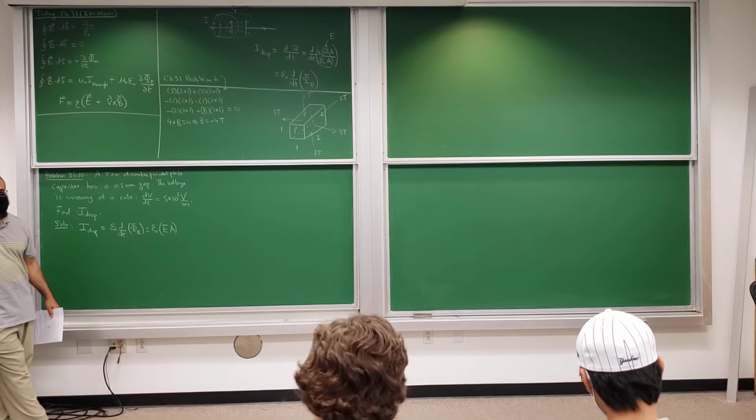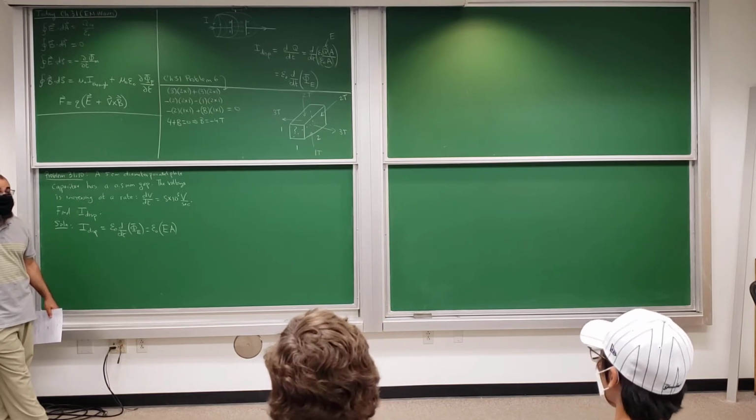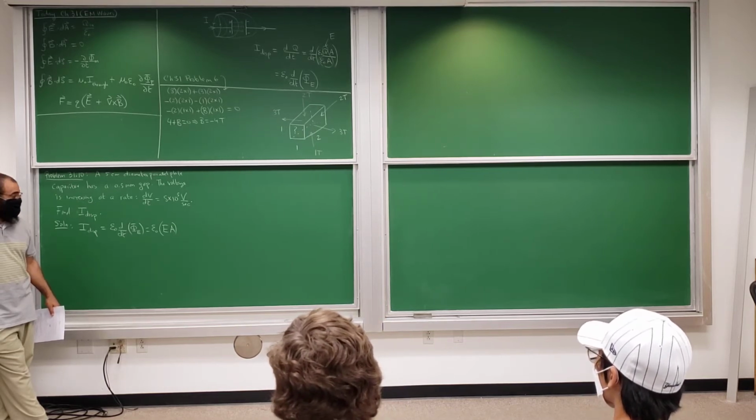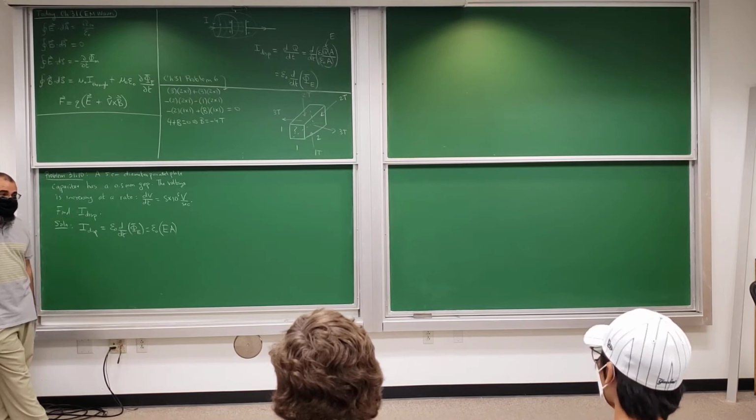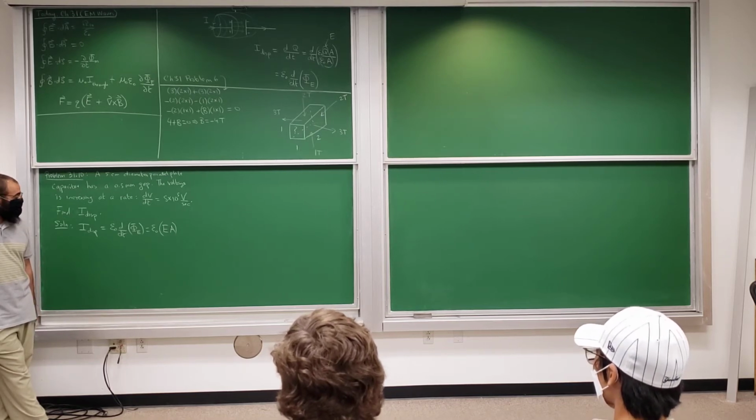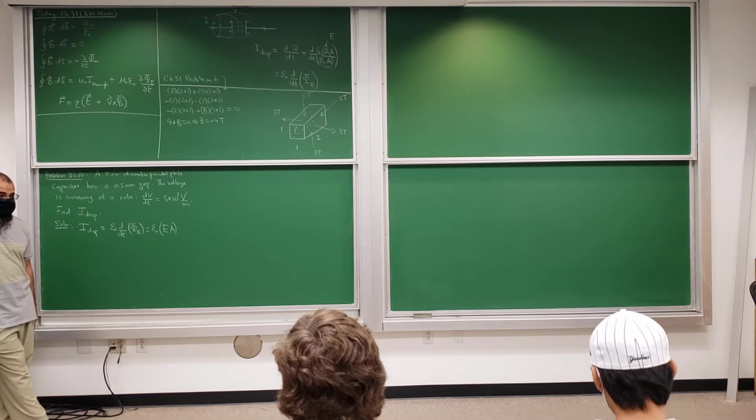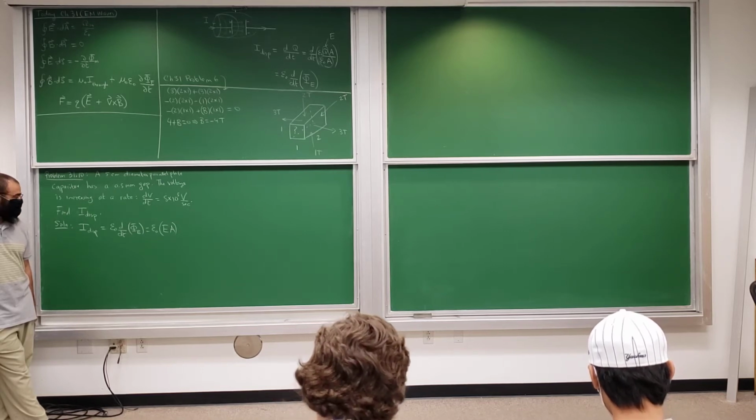I know it has been a while. E times distance is voltage, yes. So E is V over d. Yeah, E is V over d.